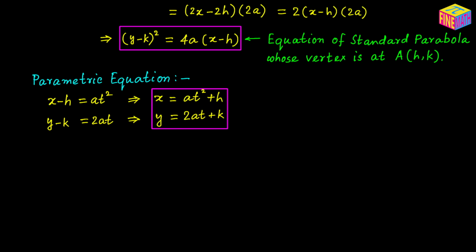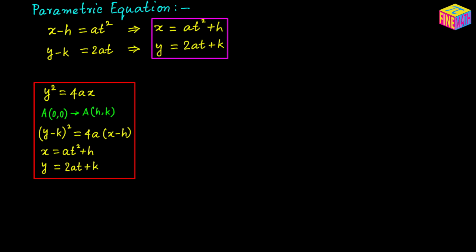So let me make a note again. If we have a right-handed parabola and if it is a standard parabola having vertex at the origin, then we know its equation would be y squared equals 4ax. And then if the parabola is shifted so that its vertex is at h comma k, then the equation of that parabola would be y minus k whole squared is equal to 4a times x minus h. And the parametric equation would be x equals at squared plus h and y equals 2at plus k.